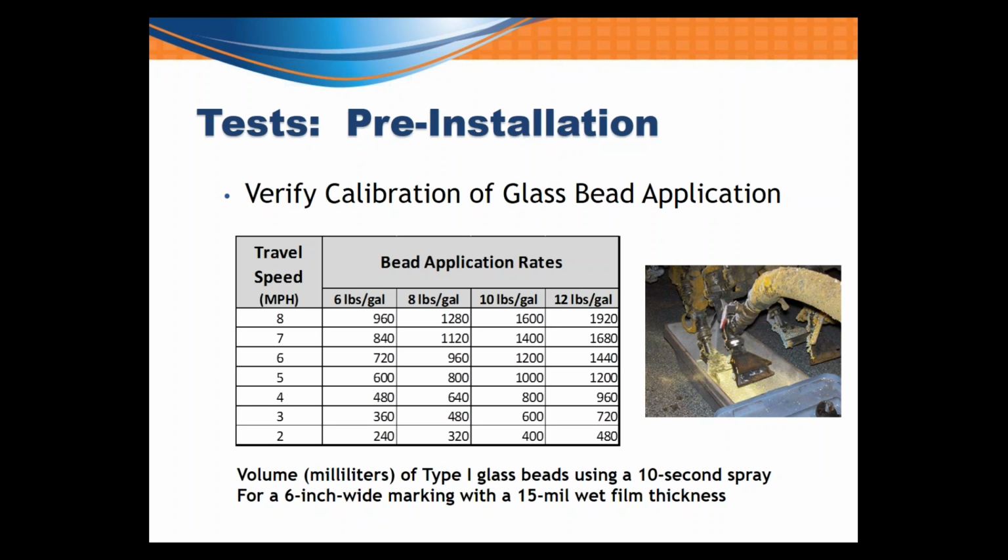If the volume is too low, then the bead flow needs to be increased. If the volume is too high, then the bead flow needs to be decreased. The table here is a bead gun calibration chart for a 10-second spray of type 1 beads being placed on a 6-inch wide marking with a 15 mil wet film thickness. Bead calibration charts for other bead types and other marking material widths and thicknesses may be acquired from material manufacturers.